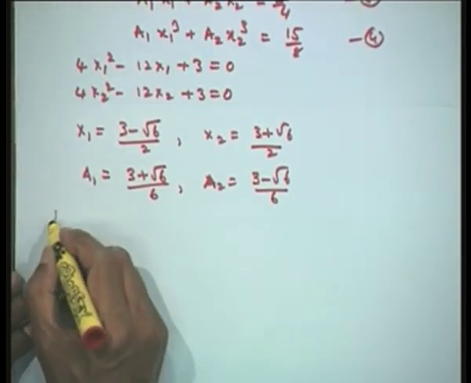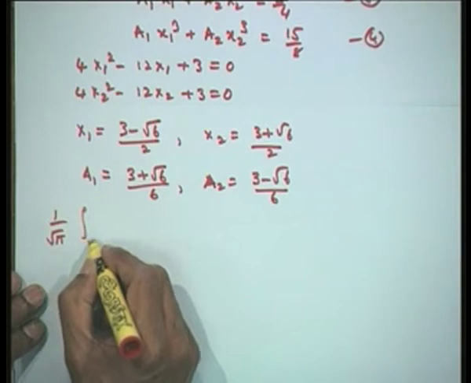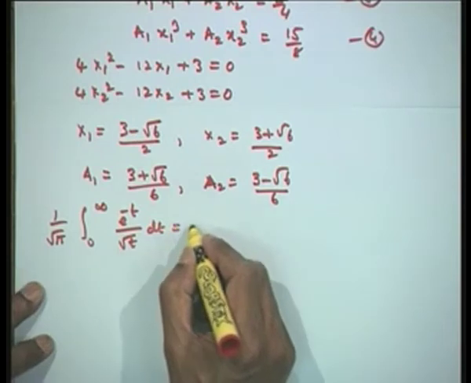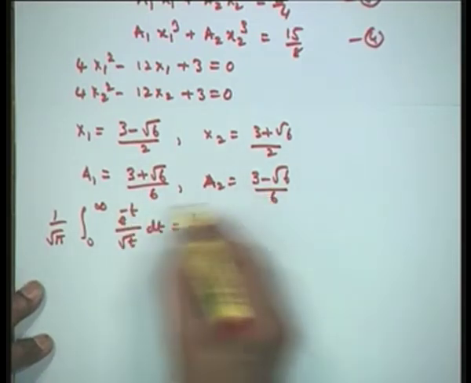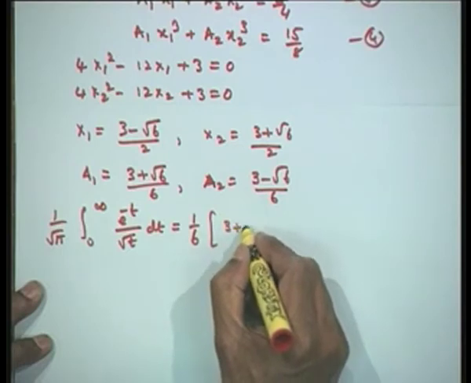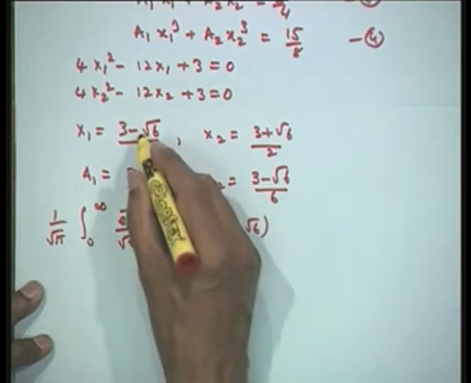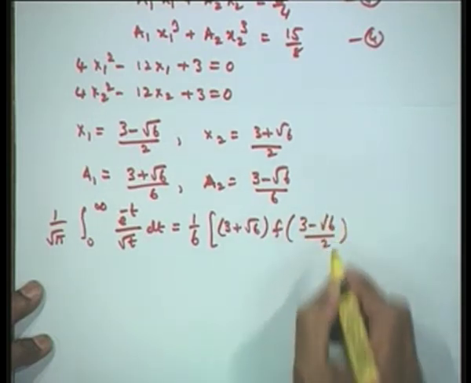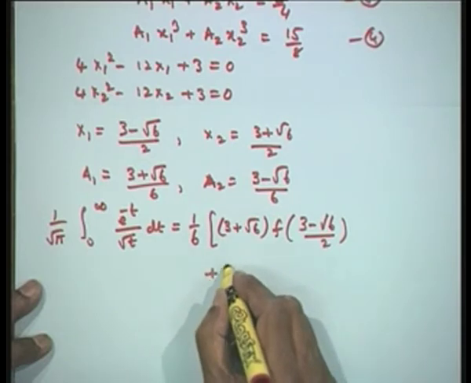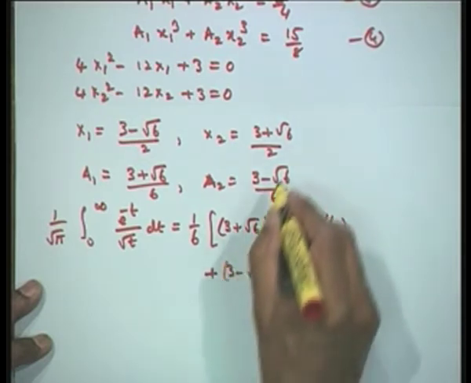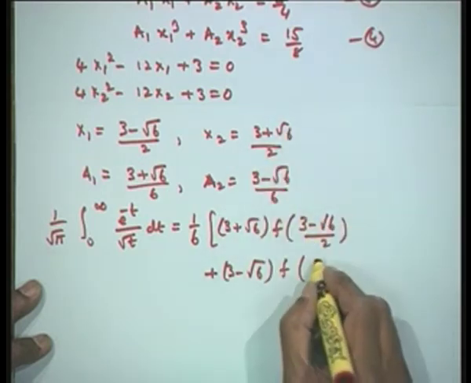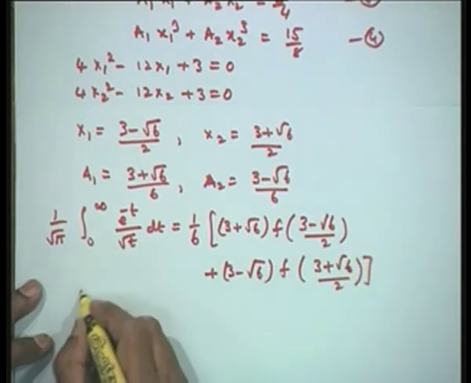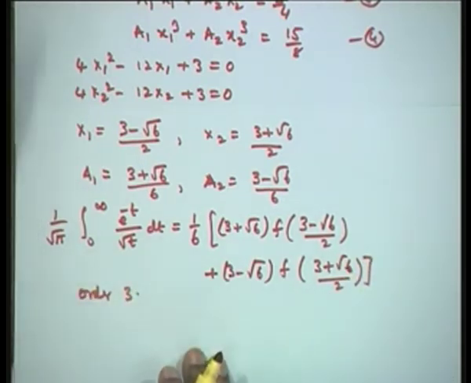So let us finally write down the formula: root pi, integral 0 to infinity, exponential of minus t by root t dt is 1 upon 6, because a1 and a2 have a 1 by 6 factor, 3 plus root 6, that is this coefficient, times f of x1, that is 3 minus root 6 by 2, and the second one is plus 3 minus root 6, that is from a2, times f of x2, that is 3 plus root 6 by 2. And of course, the order we made it is 3.